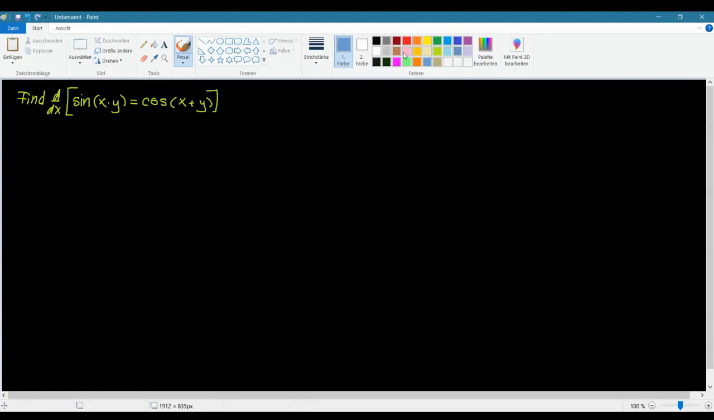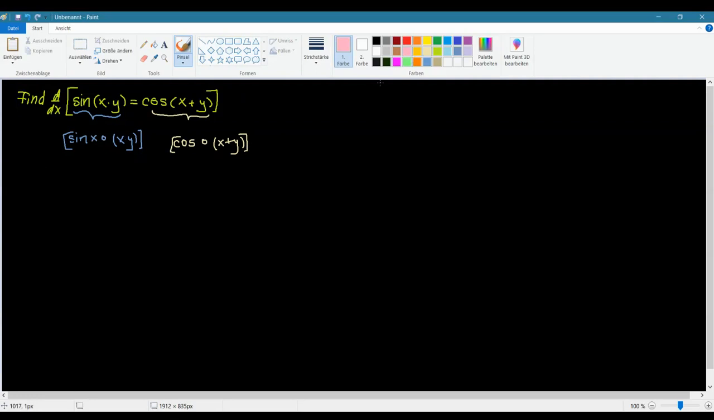These are composite functions. So this on the left right here, sine x times y, is actually sine x composed with x times y. And cosine x plus y is actually going to be cosine x composed with x plus y. And so we're going to need to use the chain rule on both sides.